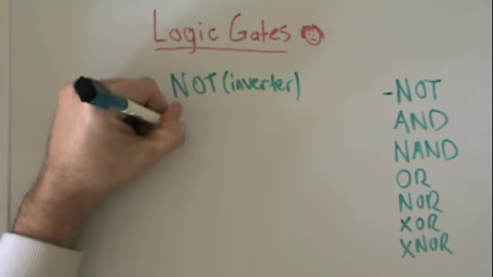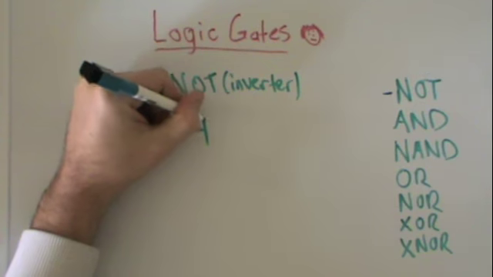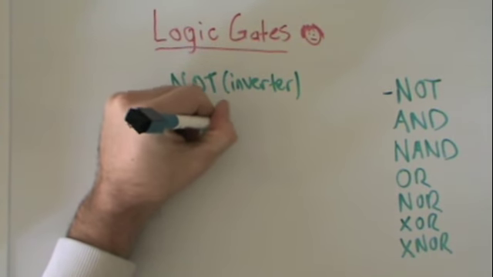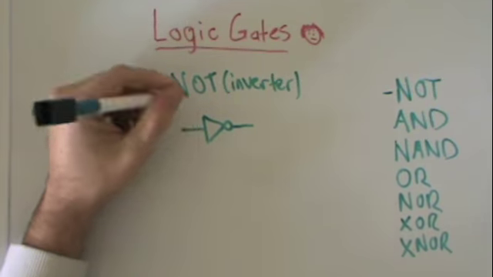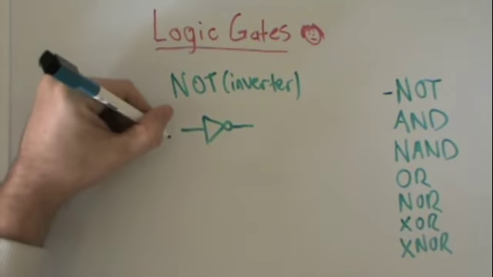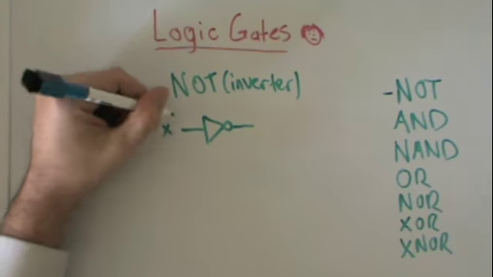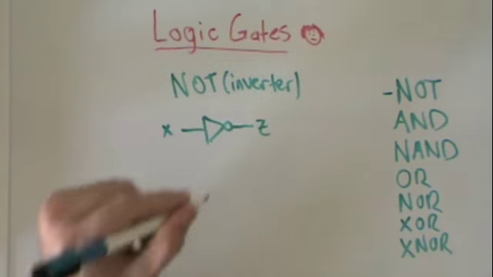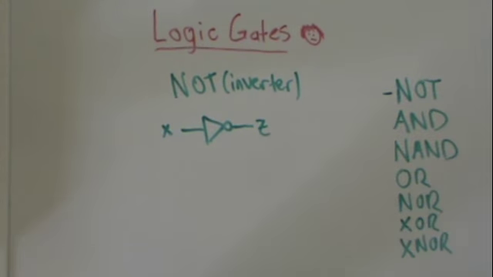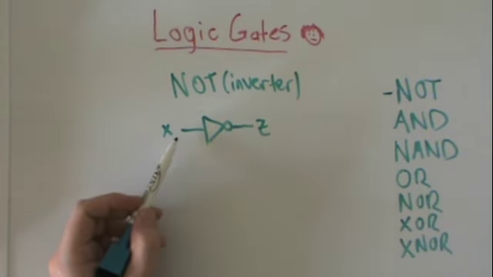Okay, the symbol is this. We have the input. It's a triangle with a bubble on the end, and we have our output. An inverter will always have one input and one output. Okay, I'm going to call the input X and the output Z. Why? Because I can.